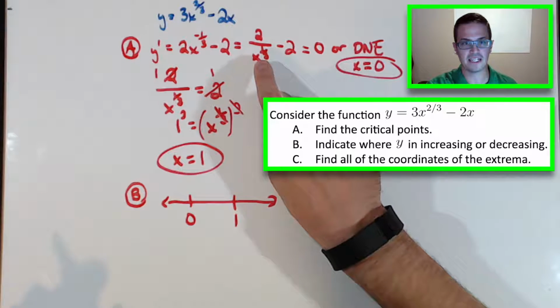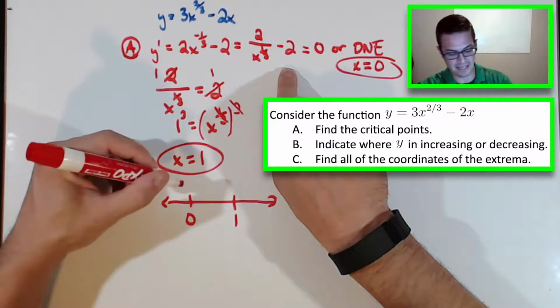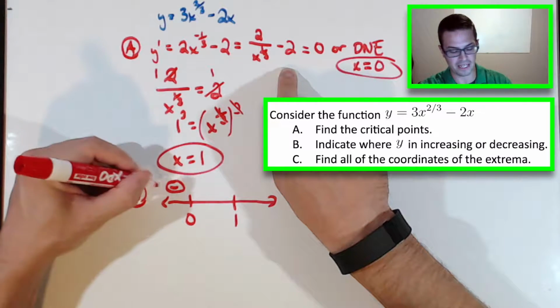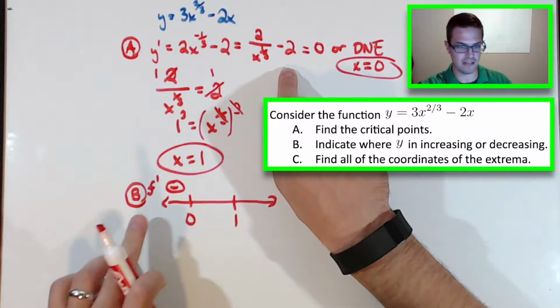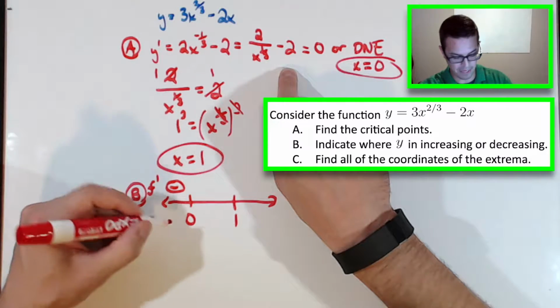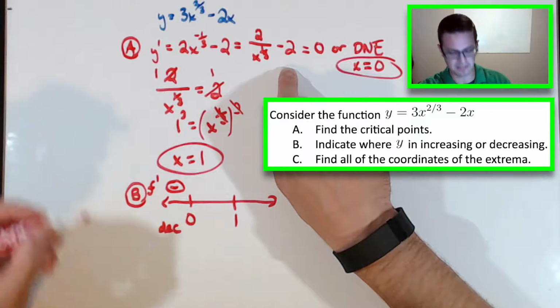So it's going to be a really tiny number, minus 2. So you're going to end up with a negative value here. So I'm going to put a little negative here for my f prime. So my f prime is negative in that interval. That means it's decreasing in this interval.